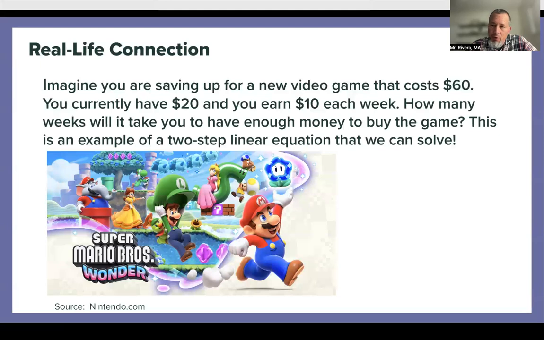Imagine you're saving up for a new video game that costs $60. You currently have $20 and you earn $10 each week. How many weeks will it take you to have enough money to buy the game? This is an example of a two-step linear equation that we can solve. I just picked Super Mario Brothers Wonder as an example.